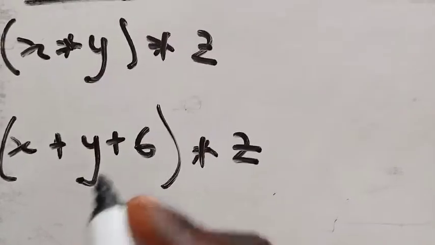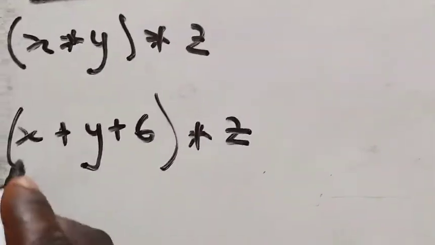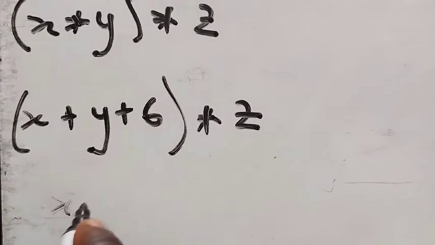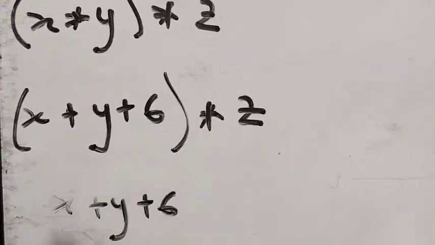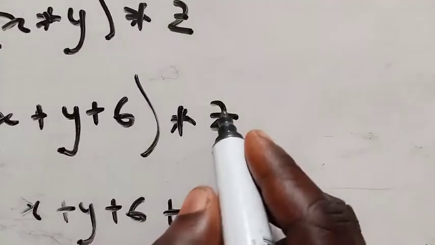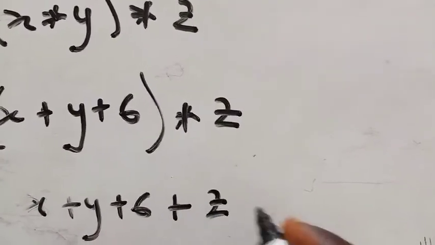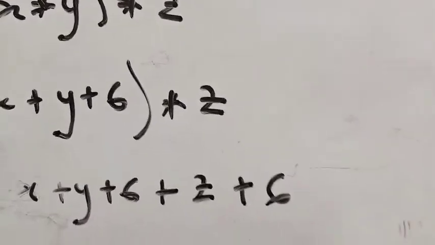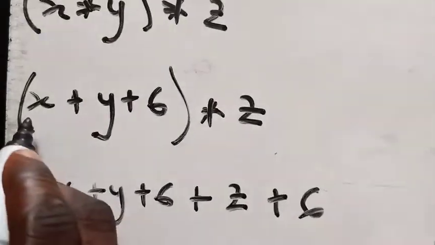the first person plus the second person. So this will be our first person, that is x plus y plus 6. This will be our first person, and then plus the second. So here in this case, z will be our second, right? So z, and then finally plus 6. Are you getting the point? So everything here will be one.